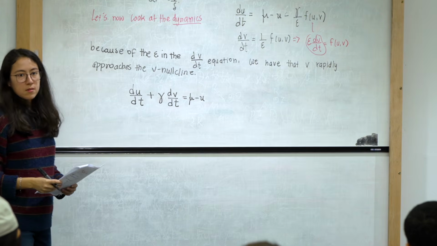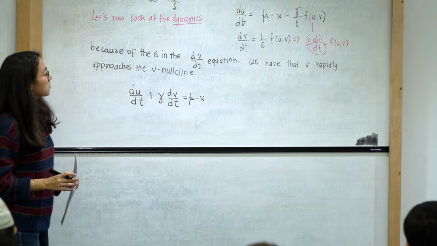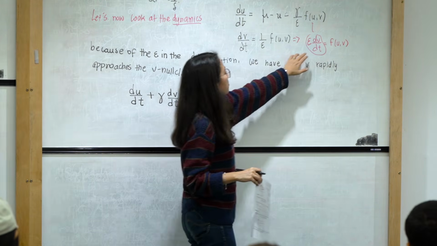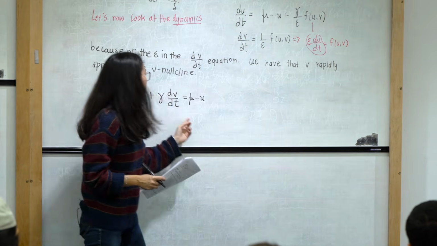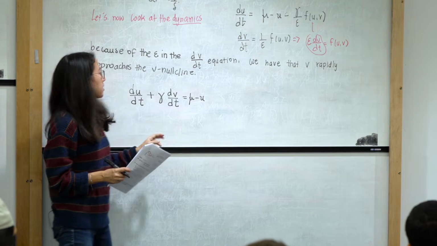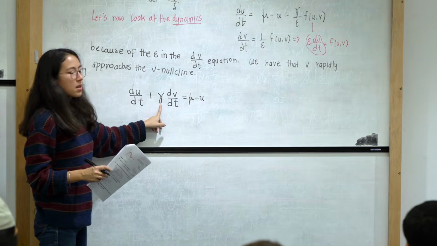Why does it rapidly approach the null line? Because this is going to be small, so it's going to be f of u comma v is equal to 0. Okay. So once I have this now, gamma is just a constant, right?